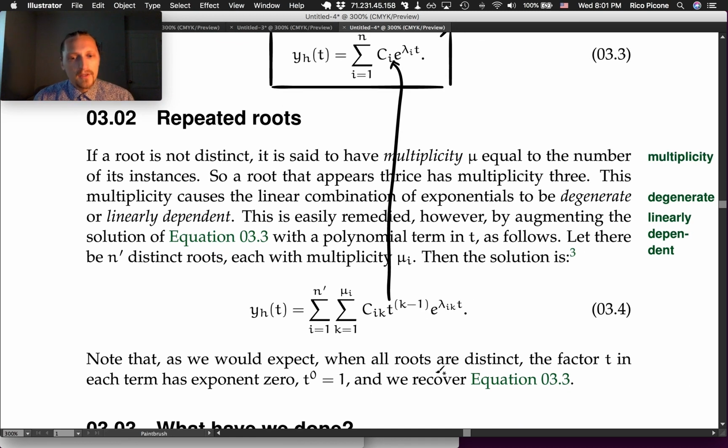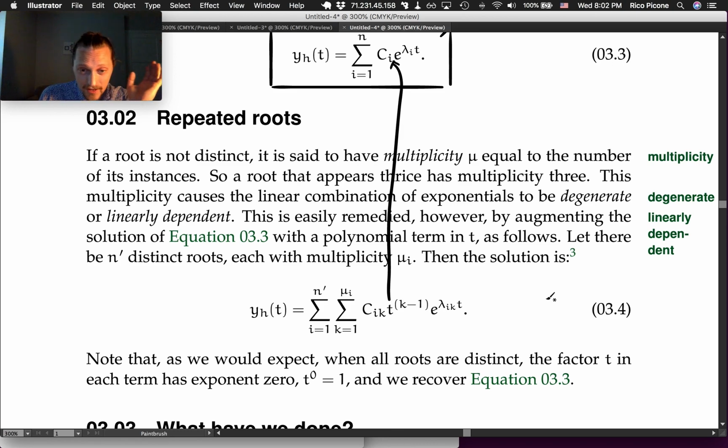Note that we would expect when all roots are distinct, the factor t in each term has exponent 0, t to the 0 equals 1, and we recover equation 3-3, as we already discussed. So that's that. Don't let 3-4 scare you, because we're going to do an example that has repeated roots. And we're going to see that using this double index, you can do it. You could write this into an algorithm, a for loop, sort of analogous to a double for loop. But there's really no need to be too concerned at this point as far as this equation being too complicated. We're going to see that in most cases you can simply say, oh, okay, this one's got multiplicity greater than 1, so we'll deal with that one kind of on the side here.